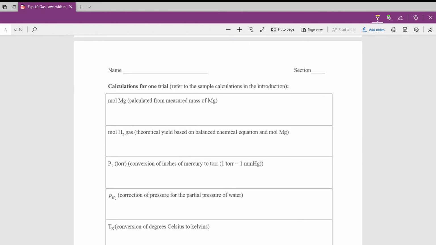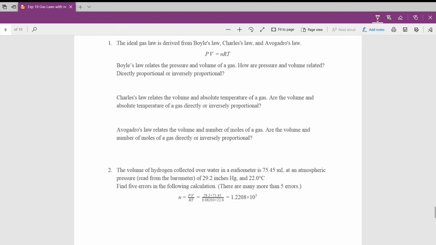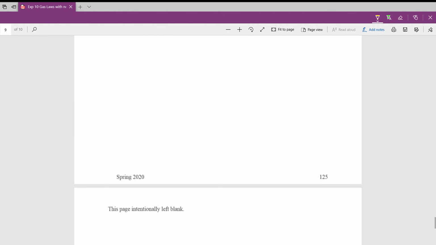Here you've got to show your calcs. You've got 3 trials. You only have to show 1 trial as usual. And then you just have to answer the post-lab questions.